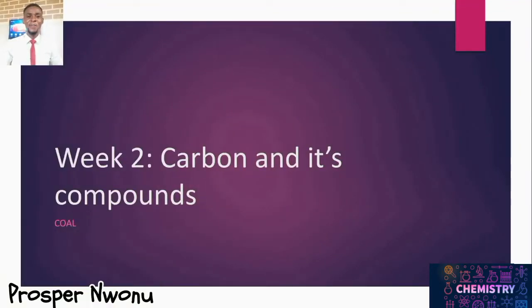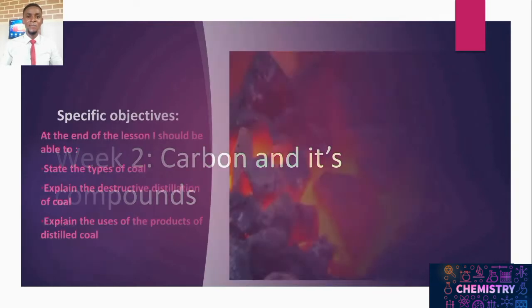Hey, welcome. I'm Prosper Nwango, and in this lesson, we're going to focus on an amorphous form of carbon, which is coal. Other amorphous forms of carbon include coke and charcoal. Last week, we focused on the crystalline forms of carbon, which include graphite and diamond, and we also defined the term allotropy. Let's dive into the topic.